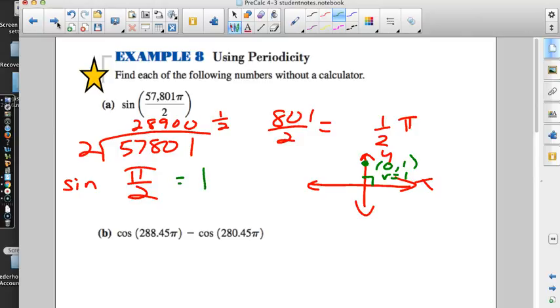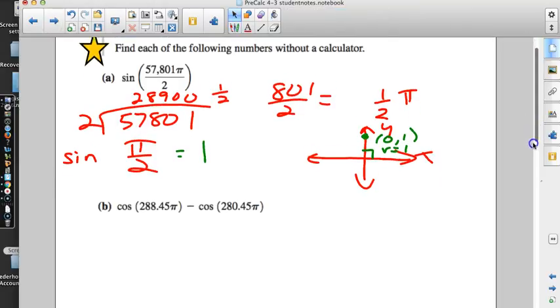And we have it. So yes, huge numbers, but all we really care about is the remainder, because if it's even, that's bringing us right back to 2 pi. And then whatever we have left is what we're going to need for the angle. So let's look at B. That does not look like fun.